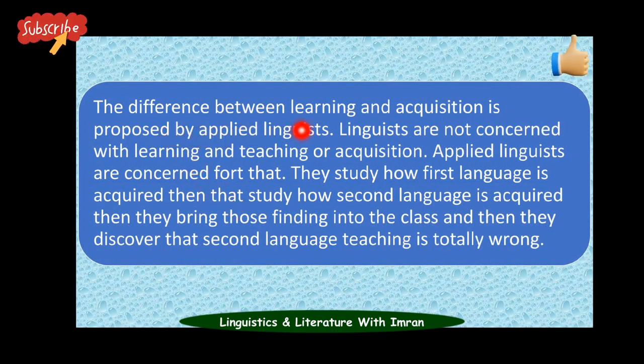The difference between learning and acquisition is proposed by applied linguists. Linguists are not concerned with learning, teaching or acquisition; applied linguists are concerned with that. So they study how the first language is acquired, then how the second language is acquired, then they bring those findings into the class, and they discover that second language teaching, the way we teach, is totally wrong, and then they give new theories.